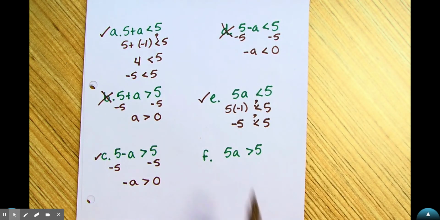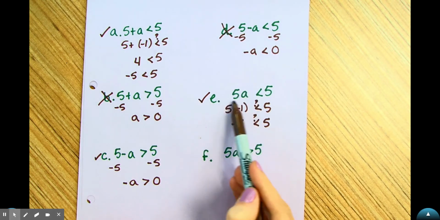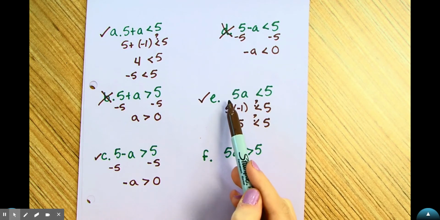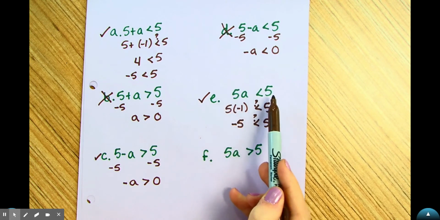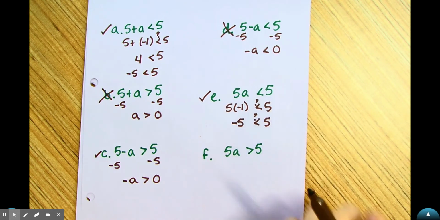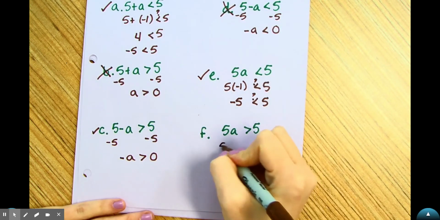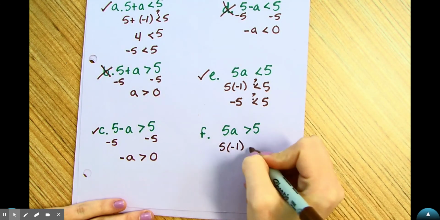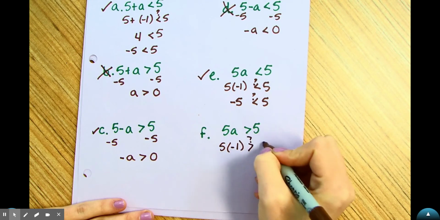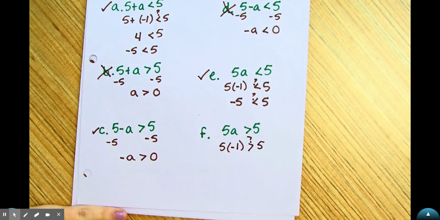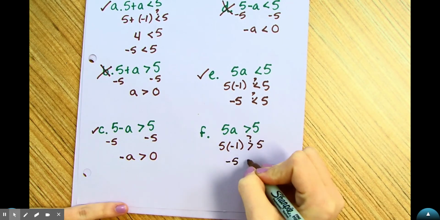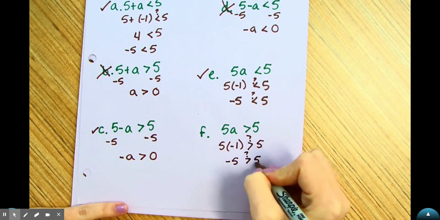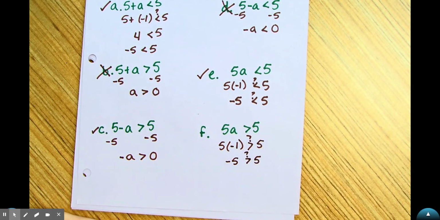What if it was -10 instead of -1? That would make this side -50. Is -50 smaller than 5? Yep. Over here we have 5 times a, this is -5, and it's saying -5 is bigger than 5. Is that true? No, a negative number can't be bigger than a positive number.